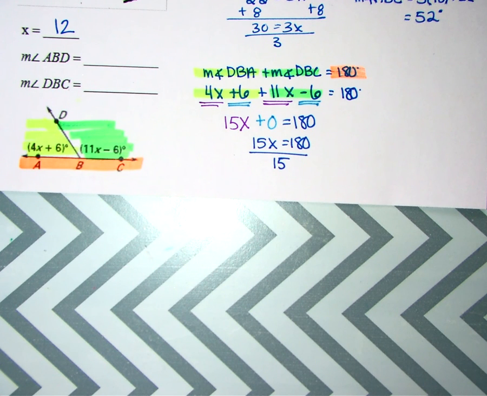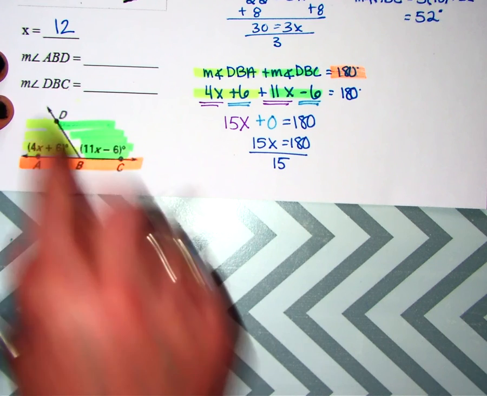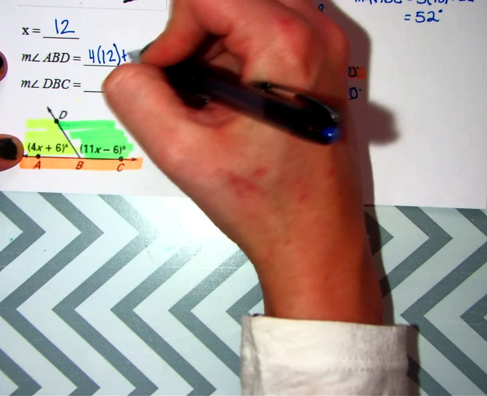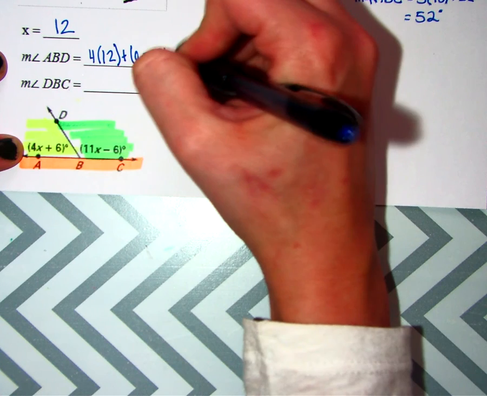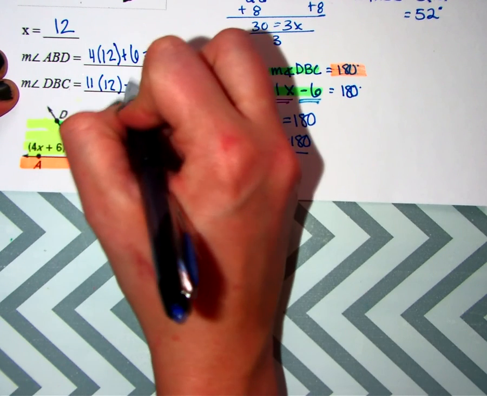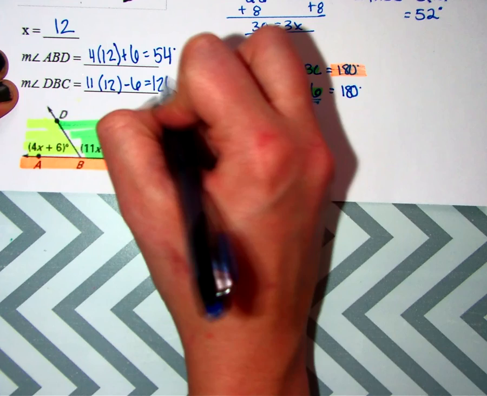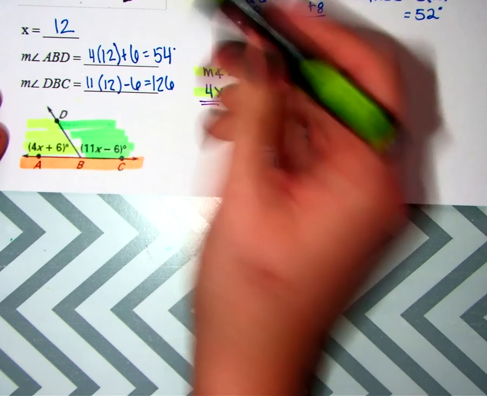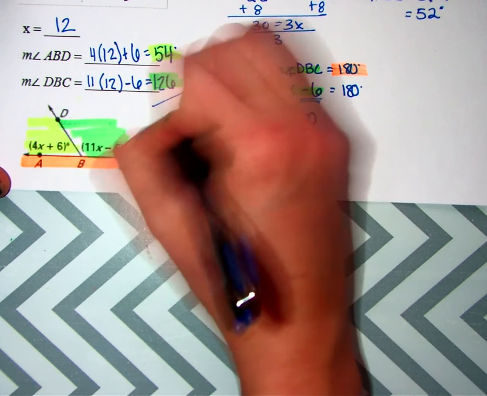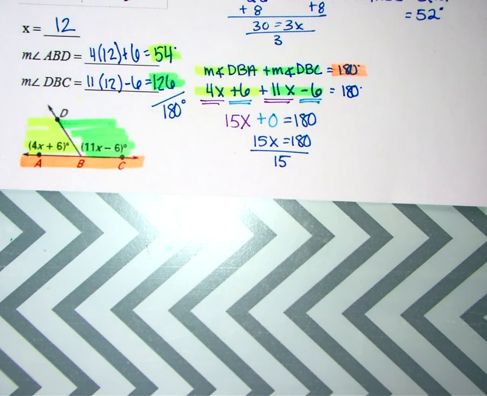From here, we're going to substitute. So angle ABD, ABD is this one. So this becomes 4 times 12 plus 6 to give us a total of 54 degrees. And DBC is 11 times 12 minus 6, which gives us a total of 126. From here, you can always check your answer. 54 plus 126 does end up adding to 180, so that lets you know that you did this correctly.